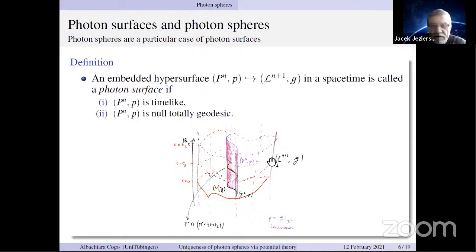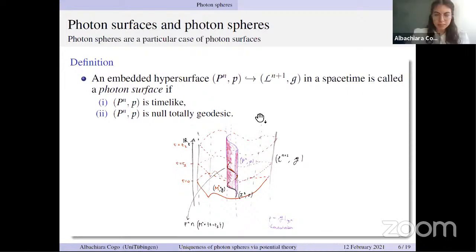And then you assume that this is not totally geodesic, but null totally geodesic, yes, which is less than totally geodesic. So this means that part of the extrinsic curvature vanishes. Which part of the extrinsic curvature vanishes? So for null totally geodesic, it can be proven that being null totally geodesic is equivalent to being totally umbilic.